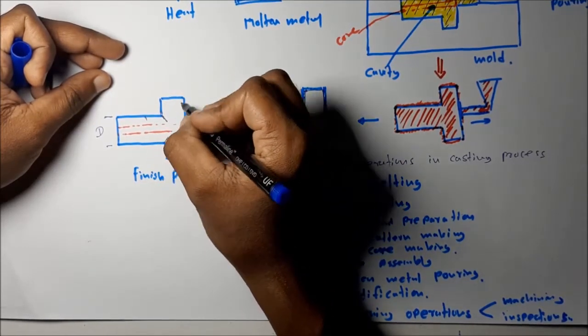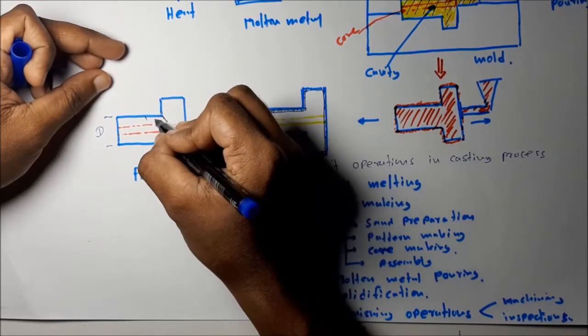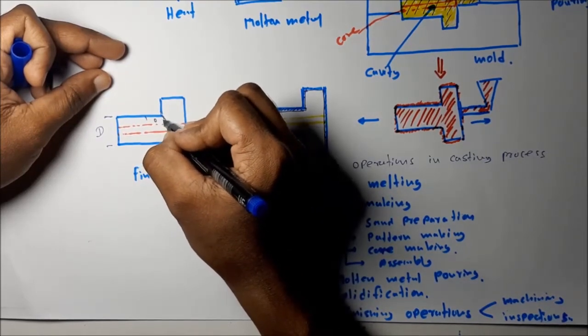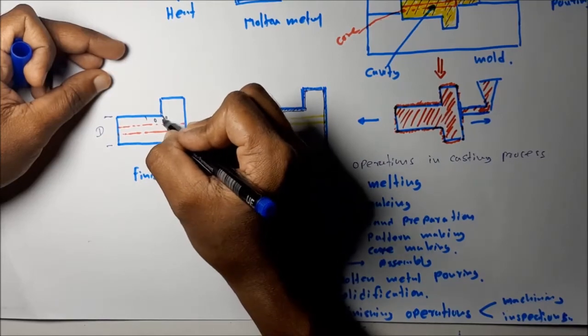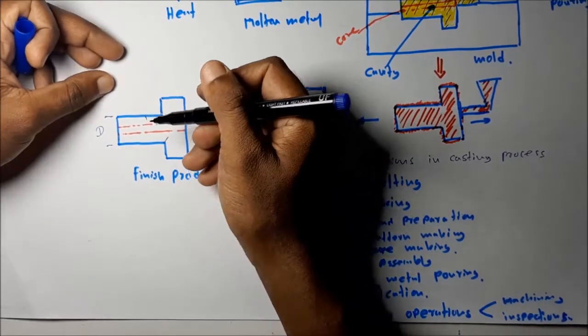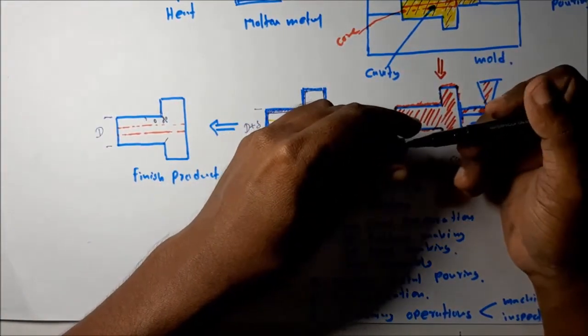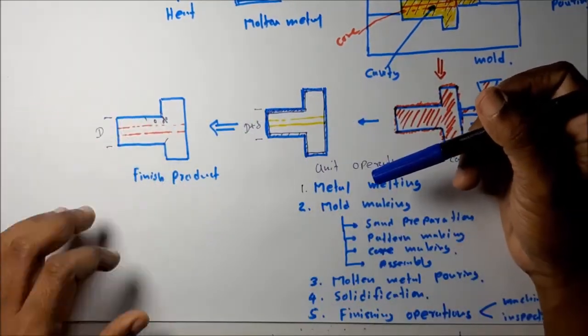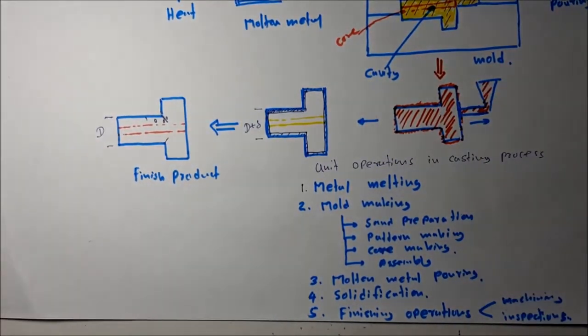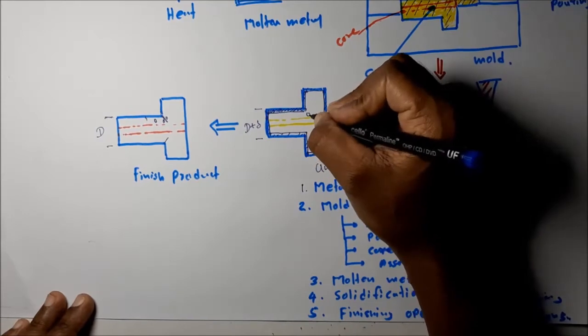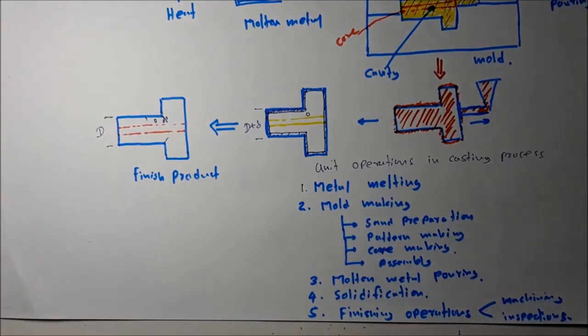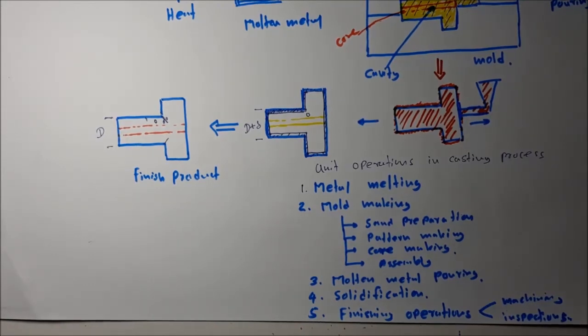And also the porosity. Porosity means air bubbles trapped inside the cast component. That also cannot be totally avoided in metal casting operations. There's a possibility of trapping air bubbles inside the casting. If there's an air bubble inside the casting, it also weakens the mechanical properties. The strength and toughness can weaken. So inspection is needed.